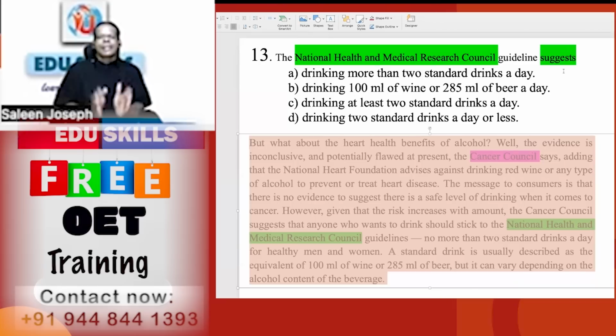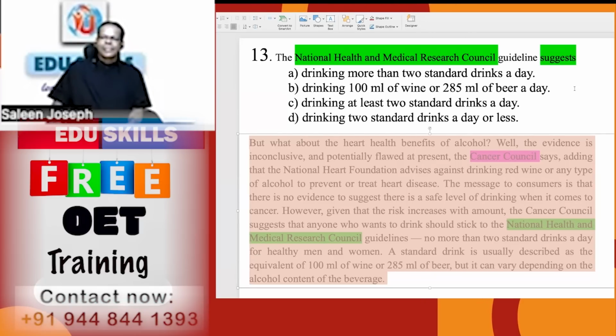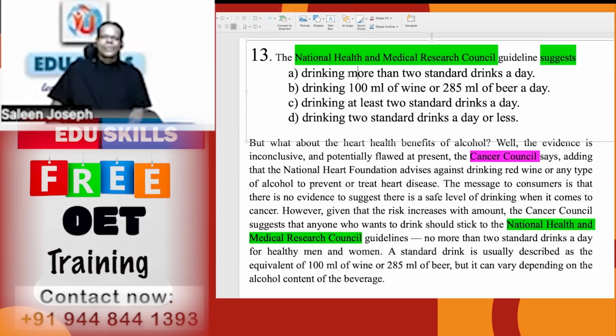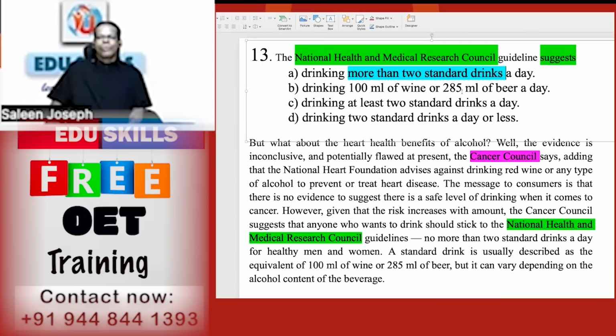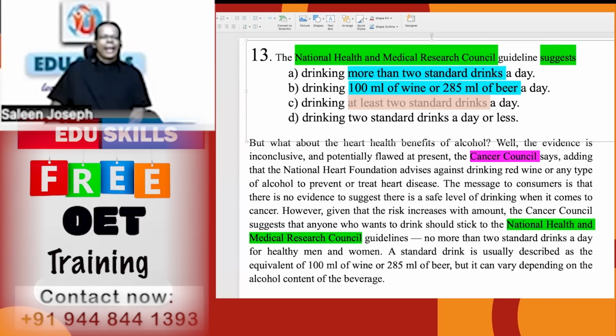Now they are asking, there is a suggestion how much you should drink. Wine or beer or alcohol. Is it safe to drink? If at all you are drinking, how much you should drink? Let us highlight this. See the answers, you have to find out the heading words in the answers. See here, more than 2 standard drinks and drink 100 ml of wine or 250 ml of beer and at least 2 standard drinks.